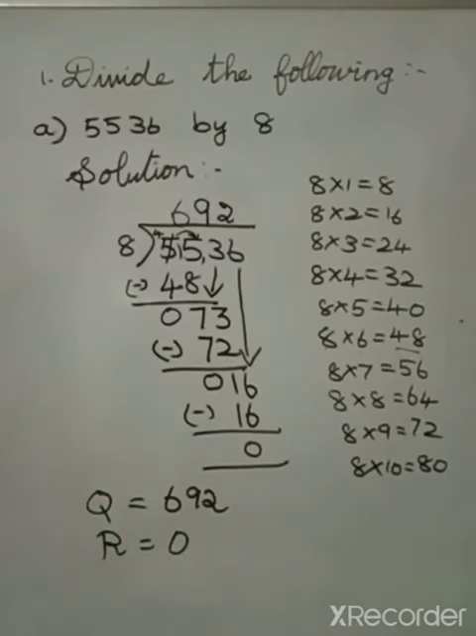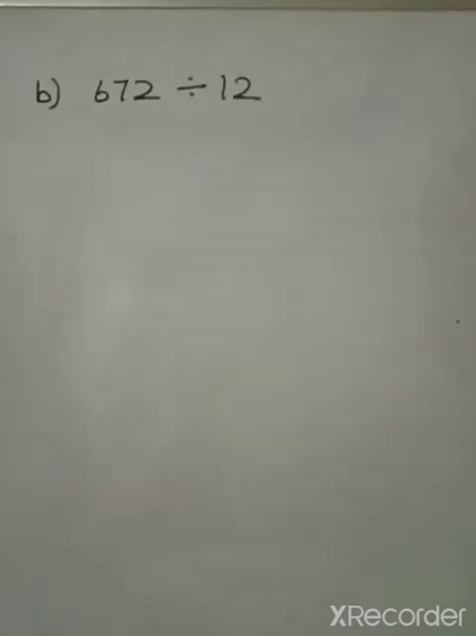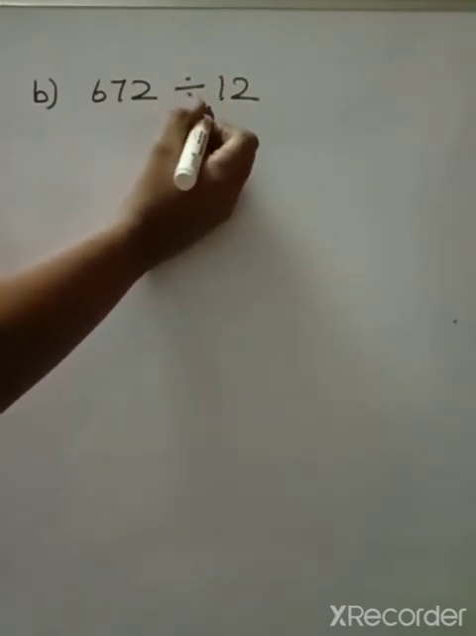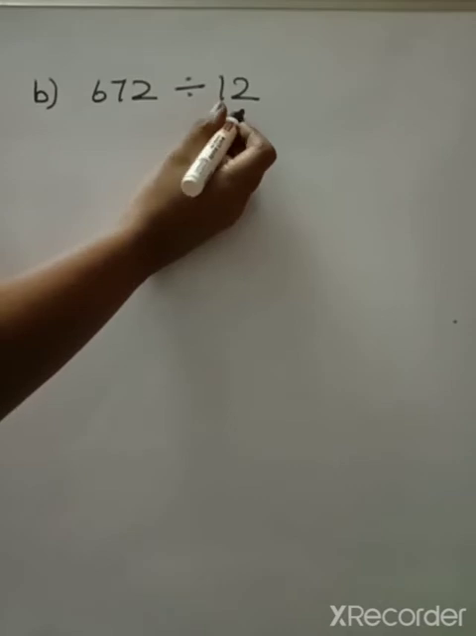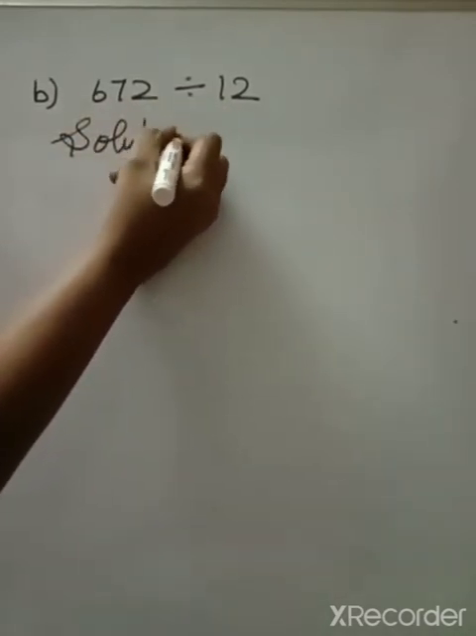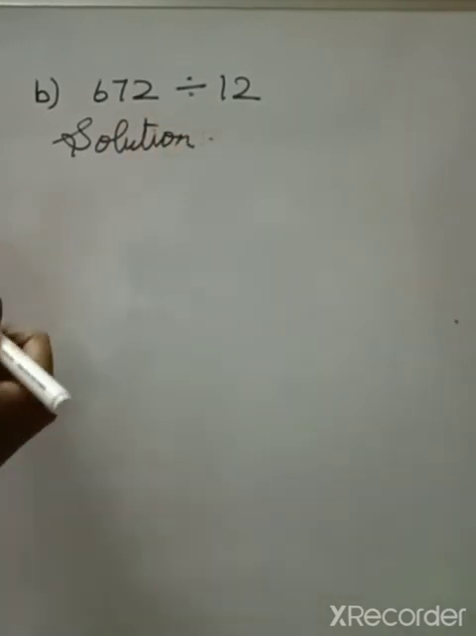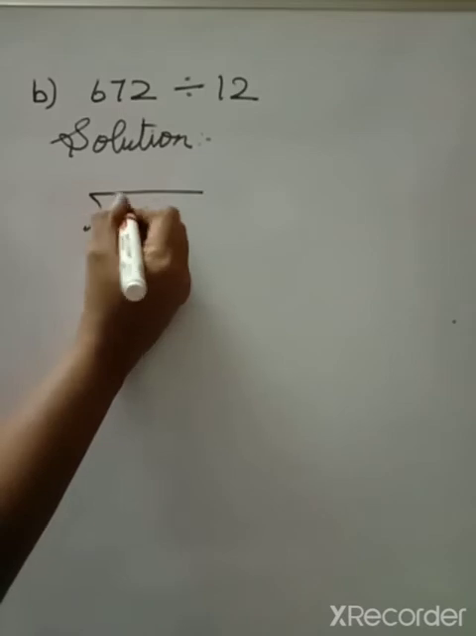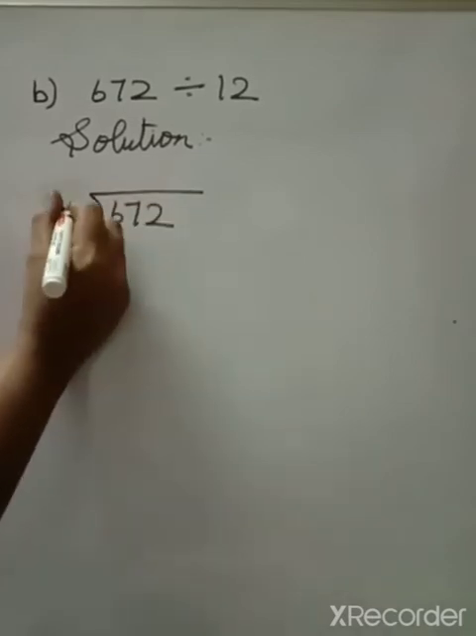Okay, shall we see the next sum? Yes, so write this in your note also. We will go to the next sum. Now see the second sum. In the first sum we saw that the divisor has only a single digit number. But here the divisor has 2 digit numbers. So if you are having 2 digit numbers, what you have to do? If you know the 12th table, no problem. So first you write the number 672 inside the bracket and 12 outside.